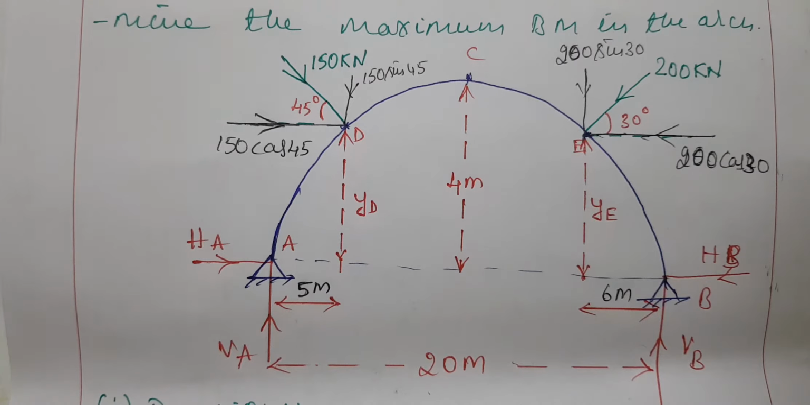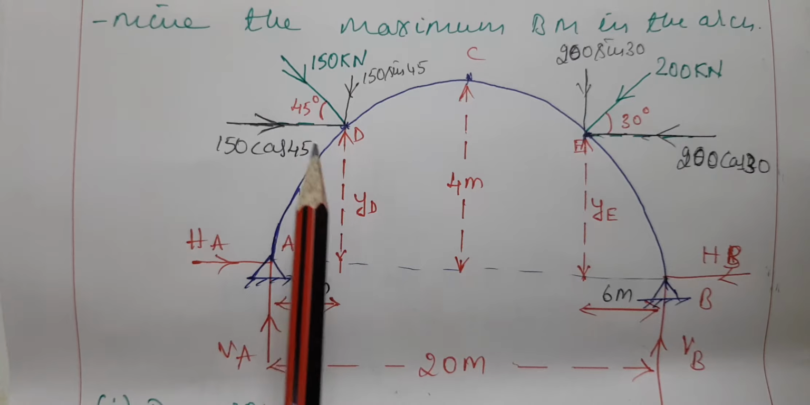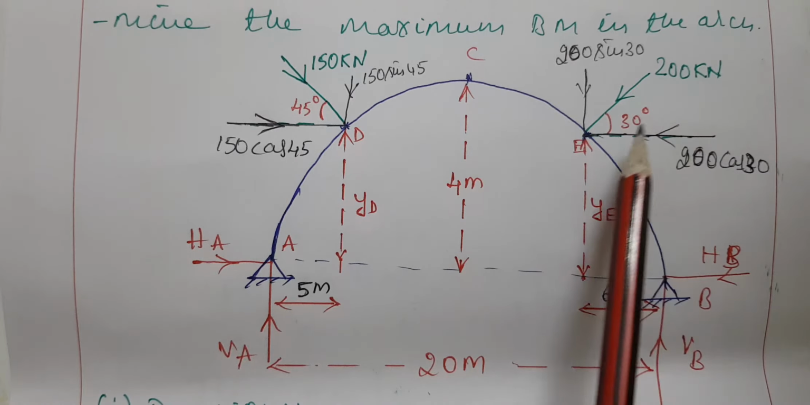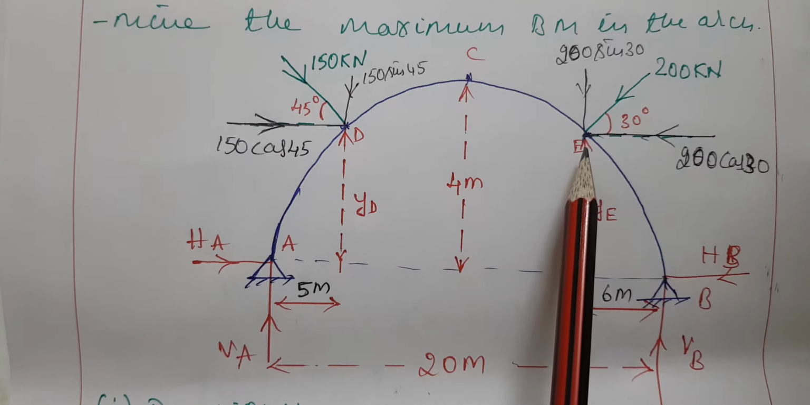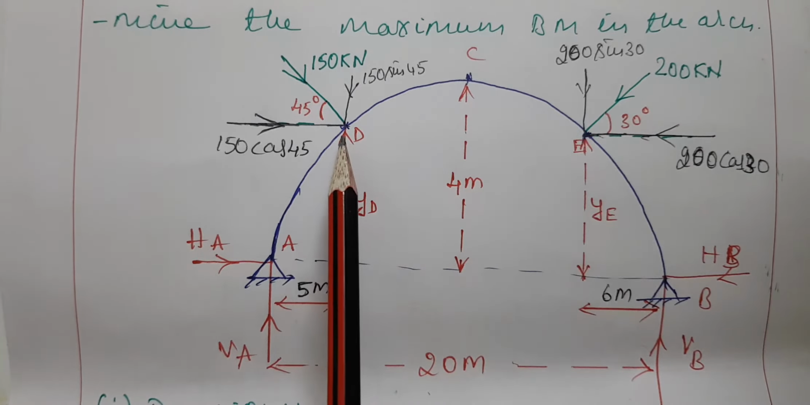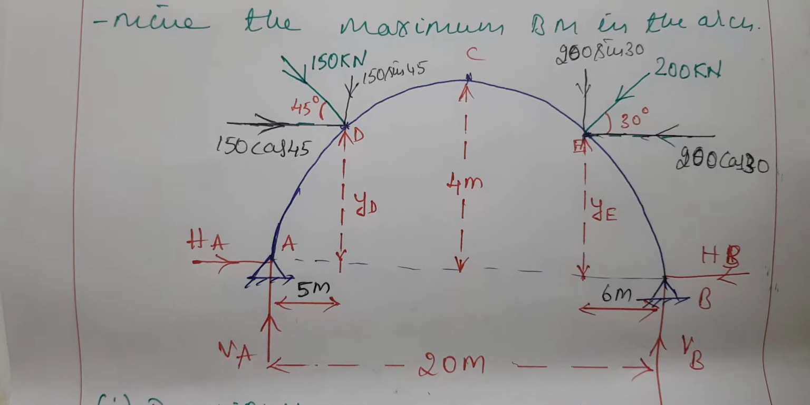See, in the previous problems we had either a UDL or a point load that is acting vertically. Here they are given a 150 kilonewton point load which is acting at D, and another 200 kilonewton point load which is acting at point E. Okay, and these two forces are inclined by an angle of 45 degrees and by an angle of 30 degrees respectively. Okay, so this is the problem they have given.